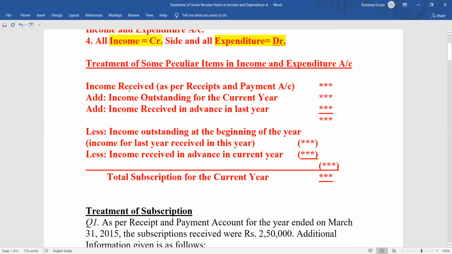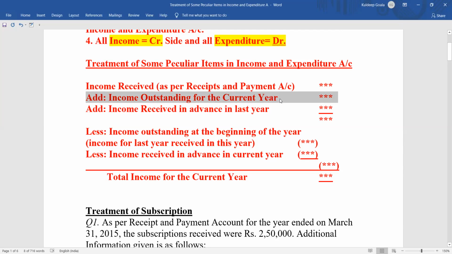मतलब क्या होता है यहाँ पे देखो कि इनकम जो भी रिसीव हुआ है, okay, again I am mentioning subscription, don't get confused, it is referring to any income. Okay, so सबसे पहले क्या है, just try to understand, income received as per receipts and payment account, that is the total income whatever you have received. Okay, total amount of the money. From there what you will do, we are going to add up that money which is related to the current year but it is not yet received. Okay, income outstanding for the current year.